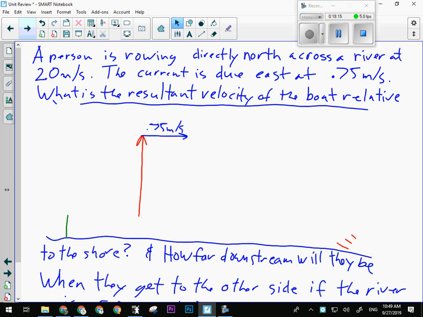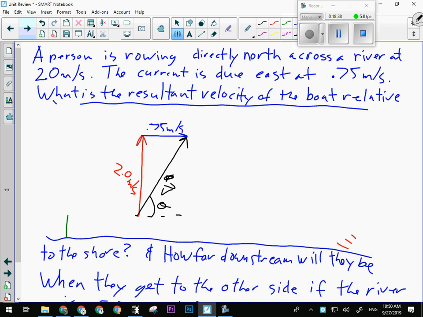This is 2.0 meters per second. This is my resultant velocity. But it wants the angle measured from that angle. That could be important on your unit exam as well.